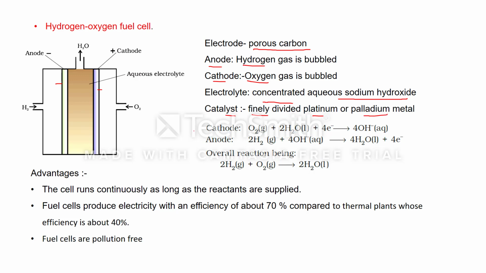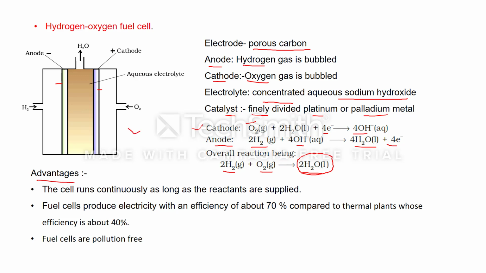Now what are the reactions taking place at the cathode? Oxygen will gain the electron, convert into OH minus ion, and at the anode this is hydrogen in the presence of OH minus ion convert into water and lose the electron. Overall reaction is simply combination of hydrogen and oxygen gas to give the water. This water is used for the drinking purpose. Clear? This is the diagram of hydrogen oxygen fuel cell.